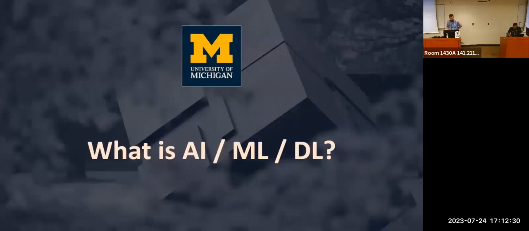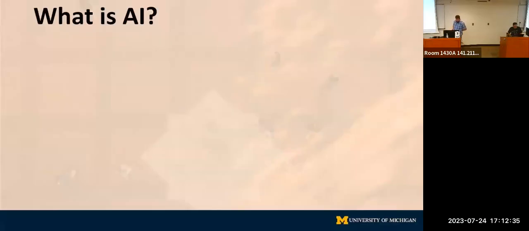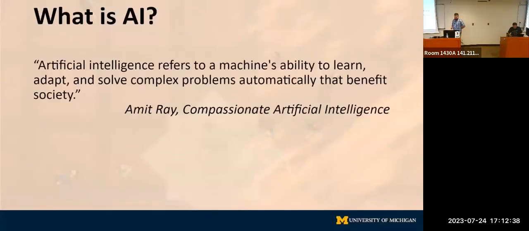So what exactly is AI, ML, DL, and Gen AI? So AI, according to Amit Ray at Compassionate Artificial Intelligence, refers to a machine's ability to learn, adapt, and solve complex problems automatically that benefit society. It's quite a loose definition, right? It's quite generic, and you kind of have to be, because there is this wide understanding of what intelligence is and the fact that it's artificial. I've always been told from my earliest degree that artificial intelligence is 90% artificial, 10% intelligence. I think that's quite a good quote.